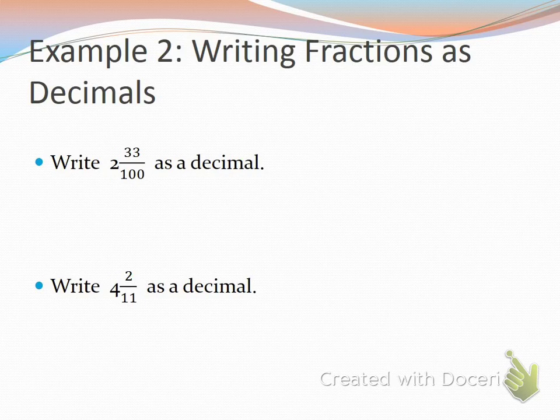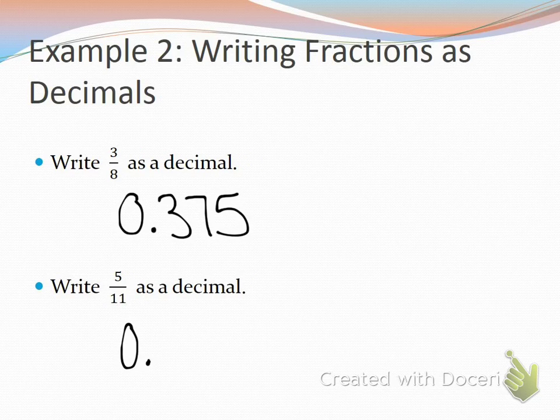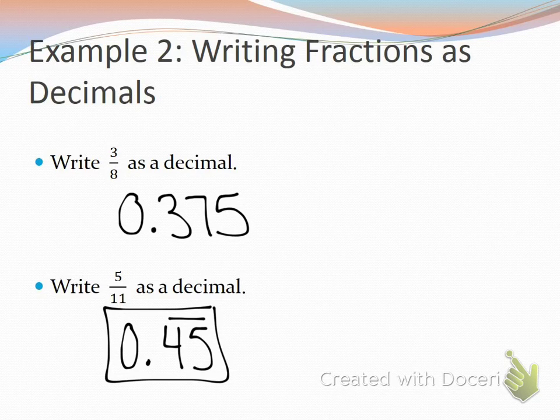All right, now we're going to do mixed numbers as decimals. All right, back it up. 45 repeating. There we go. All right, let's move on.